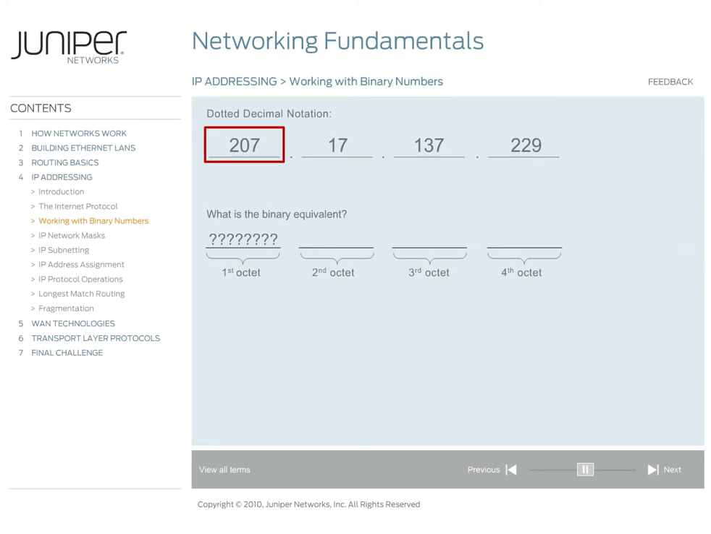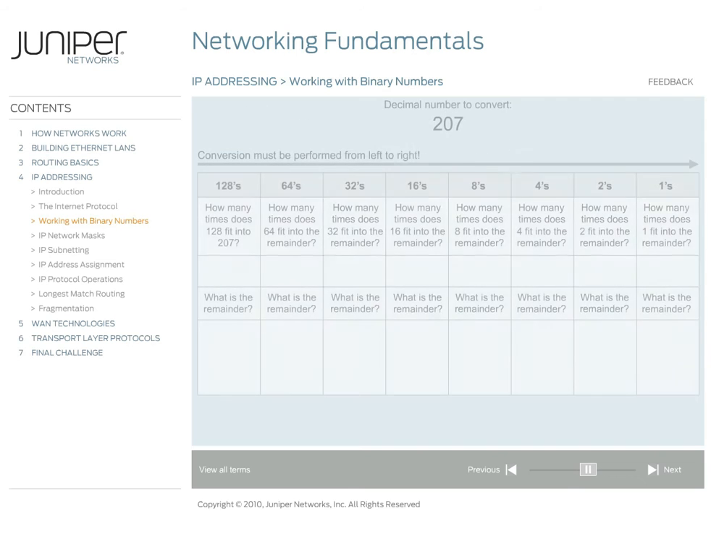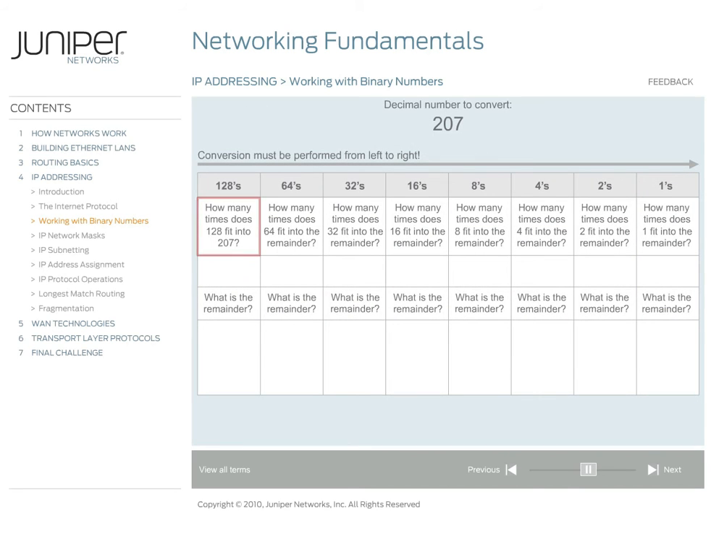Now that you know how to convert an 8-bit binary number into its decimal equivalent, let's reverse the process and convert a decimal number to an 8-bit binary number. In this example, we will convert the IP address 207.17.137.229. To convert from decimal to binary, starting from the leftmost digit, check whether that power of 2 position fits into your decimal number. In the example on screen, we first ask, does 128 fit into 207?